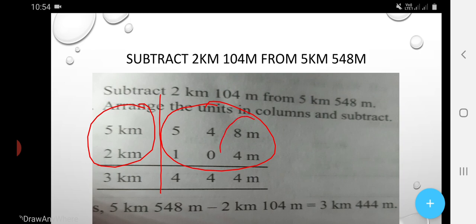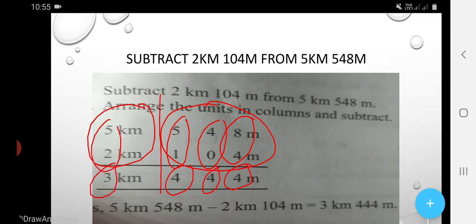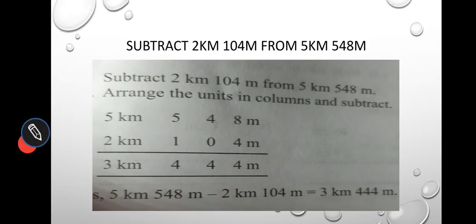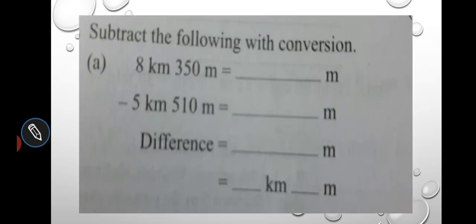Now, 8 minus 4, 4. 4 minus 0, 4... 5 minus 1, 4. Now 5 minus 2, 3. So what is the answer? 3 kilometer 444 meter. This is the first method, that is, I arrange them in columns and I subtract. I think there should not be any confusion. Now come to the next.